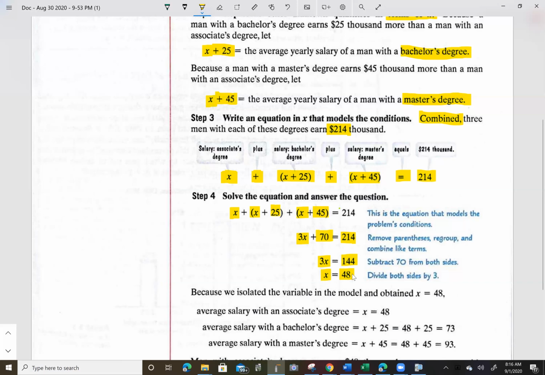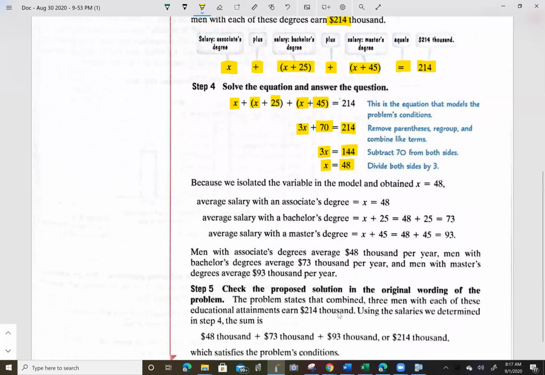So we know that the average salary for a man with an associate's degree is equal to $48,000. Then we put that 48 back in where we see x. So the person with the bachelor's degree, you have to add on $25,000, so their salary is $73,000. And then to find the salary of a man with a master's degree, again, we take the amount that the associate's degree is making, which is $48,000. And this time we add the $45,000, and we get $93,000. Okay.